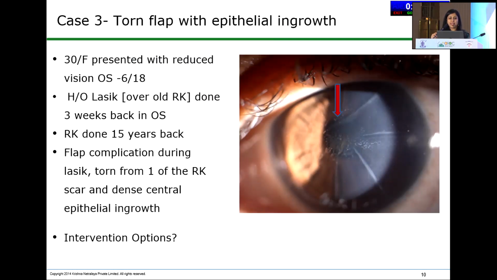This was another case where there was a torn flap with epithelial ingrowth. This patient had an RK around 15 years back, and then 3 weeks back she underwent LASIK somewhere. She came to us with this flap complication, where you can see the LASIK flap torn from the RK scar, and there was also a dense central epithelial ingrowth.